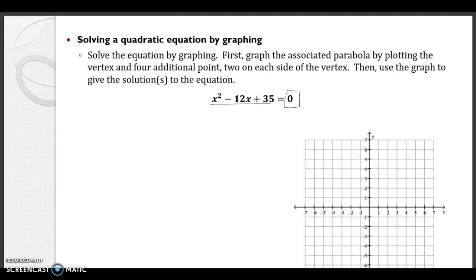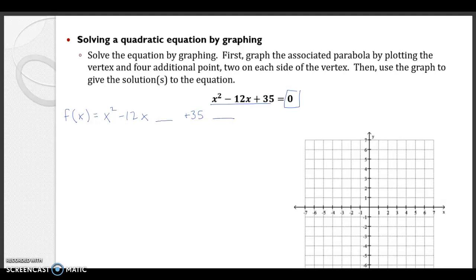We're going to find where the outputs are 0 with the graph. So where my y values are 0, that's going to be my solution. So f of x equals x squared minus 12x plus 35. Now why did I write that over there? Because I'm going to complete the square on this so I can get this into vertex form, and I'm going to graph the quadratic equation.